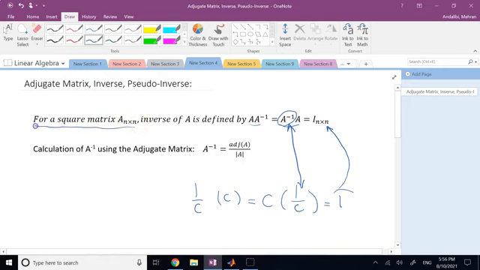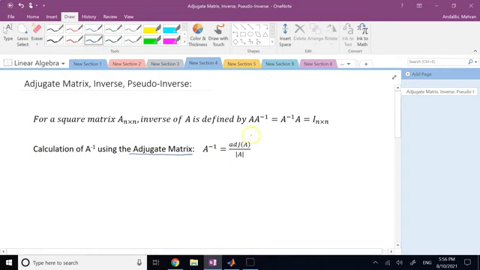Now the question is, well, how do you calculate that, right? There are different algorithms for calculating the inverse of a matrix. One of them that takes quite a bit of calculation is using what we call the adjugate matrix. An adjugate matrix comes from cofactors.